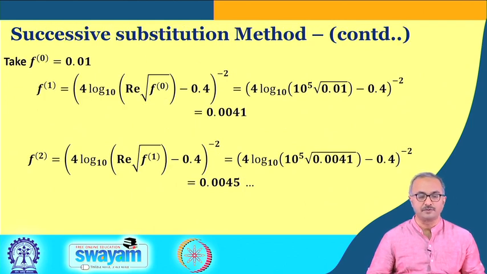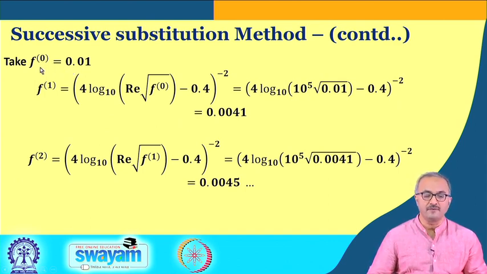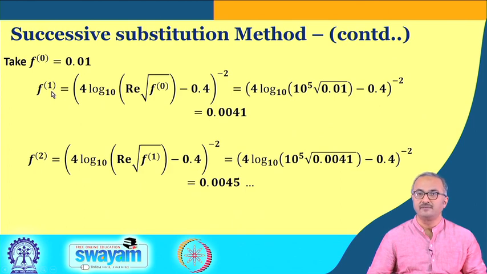To implement this, we start with some initial guess, and that we are putting as f0, because we have not started the iteration yet. So, we are putting it as k equal to 0. Now we have f0 equal to 0.01. What we have to do simply is put this value on the right hand side of the equation we just showed, and with this value we get the updated value of the friction factor. So, we find that this is coming out to 0.0041.